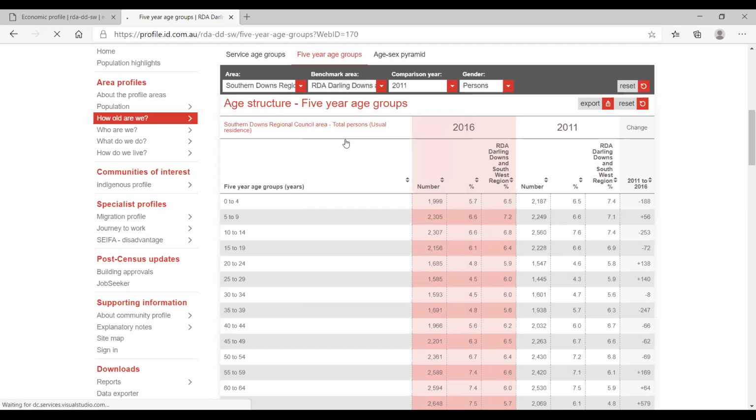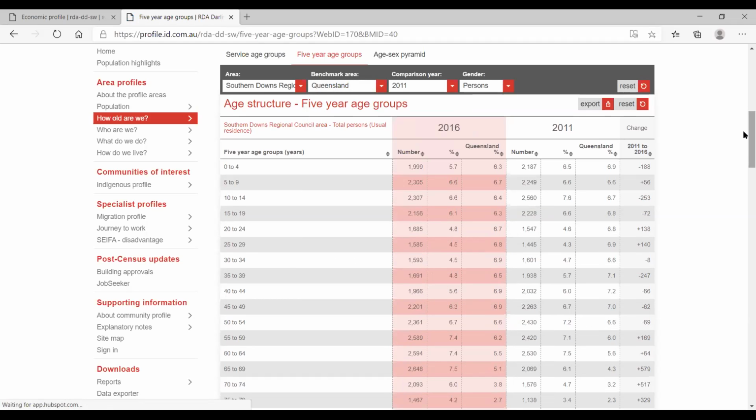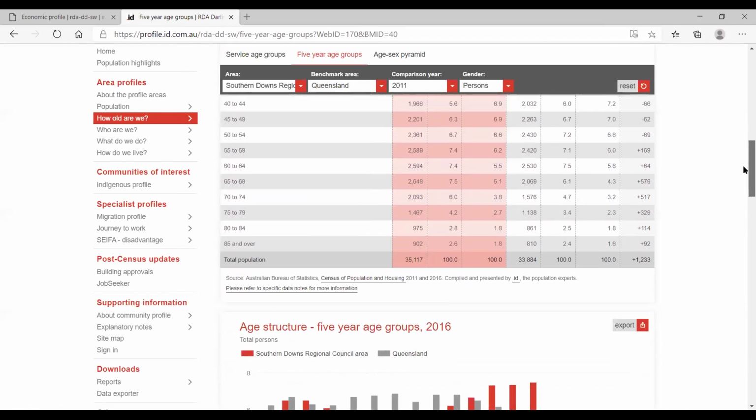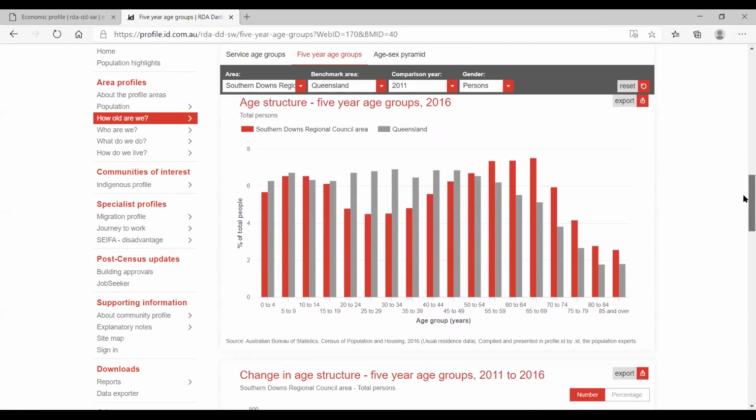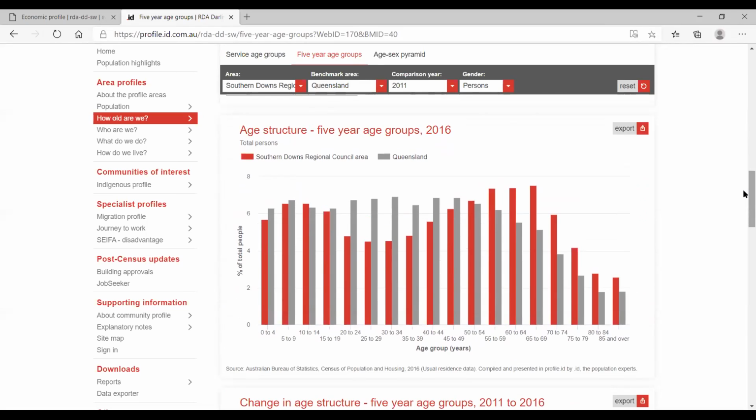Okay, so I'm going to put this on Queensland and I'm going to move down past my data table. Not that I don't love data, but I like charts better because straight away I can see exactly what's happening in my community. And I can see this is my dominant age category, okay, 55 plus. And compared to Queensland here, we can see we have a much higher proportion of elderly living in our community. So it's really thinking about that. What does that mean for our area?